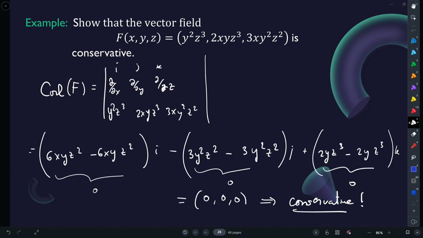I'll talk about what the interpretation of the curl is. As you can imagine, it has something to do with rotations. We'll talk about that in a moment.